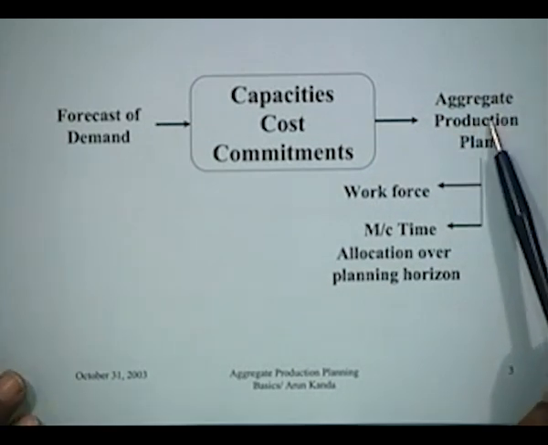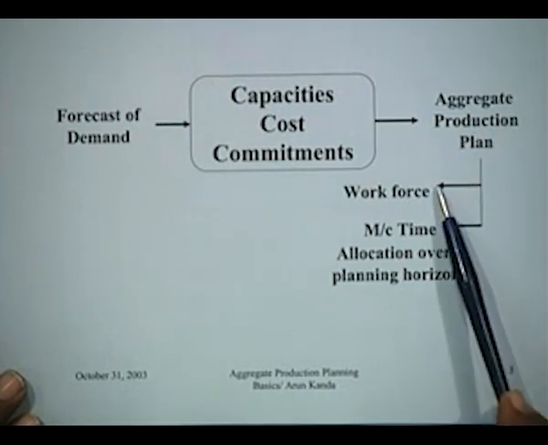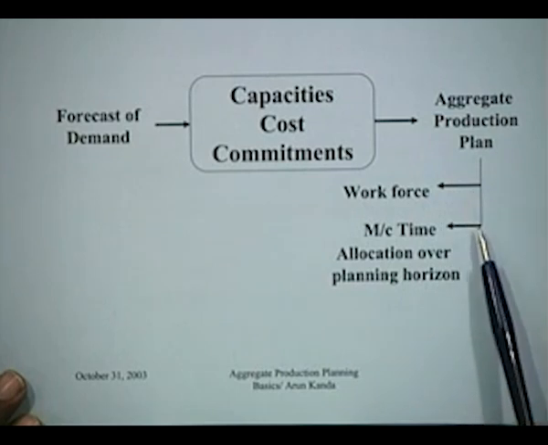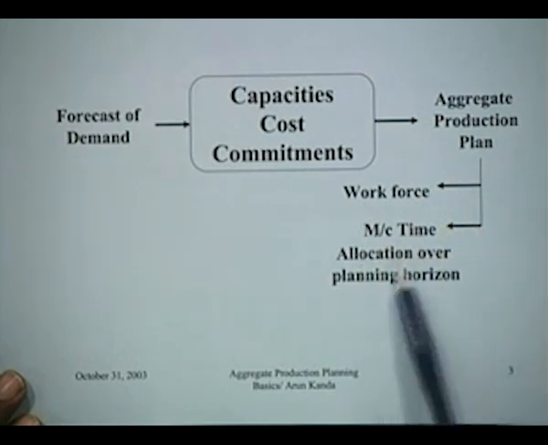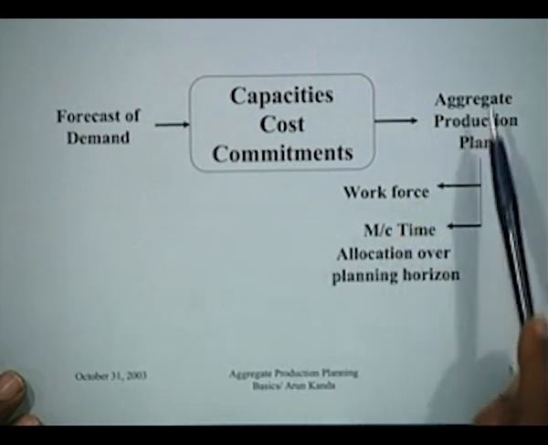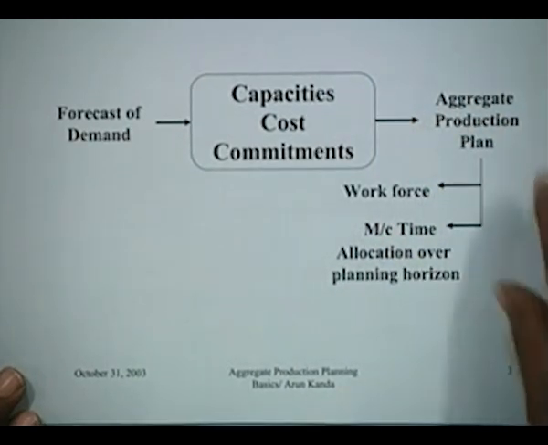From the aggregate production plan, we are then able to work out the workforce requirement over the planning period, and we are also able to determine the machine time allocation over the planning horizon. So, basically this is the purpose of aggregate production planning, in trying to determine the commitments of the capacity to the various products.